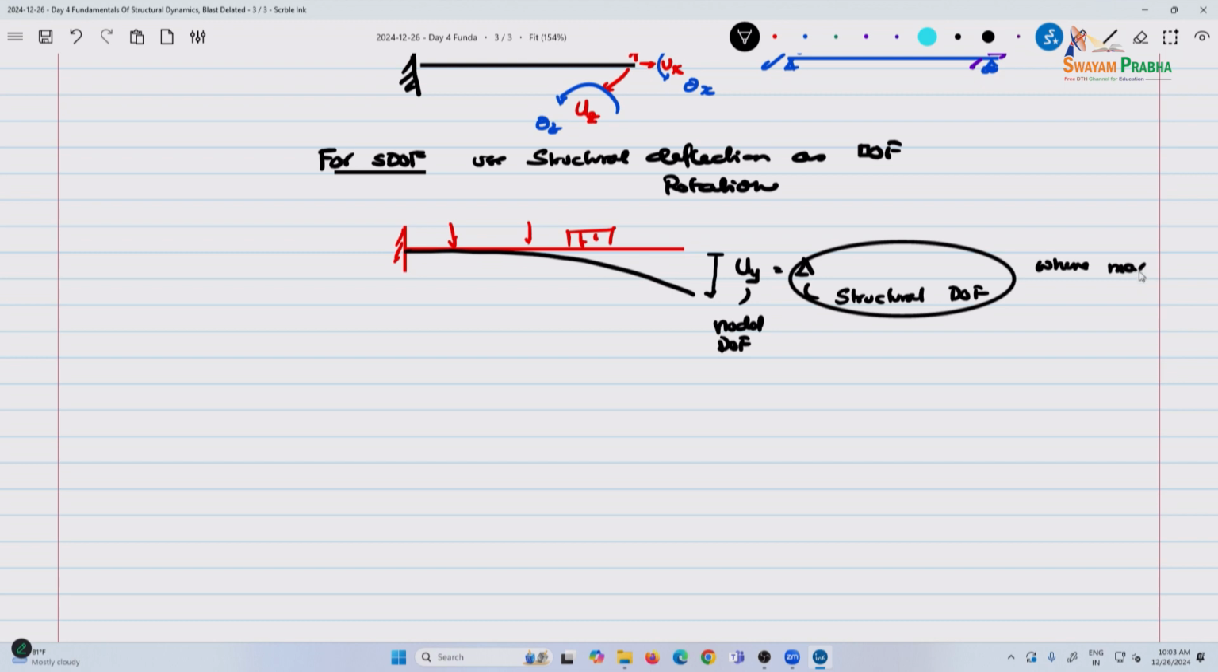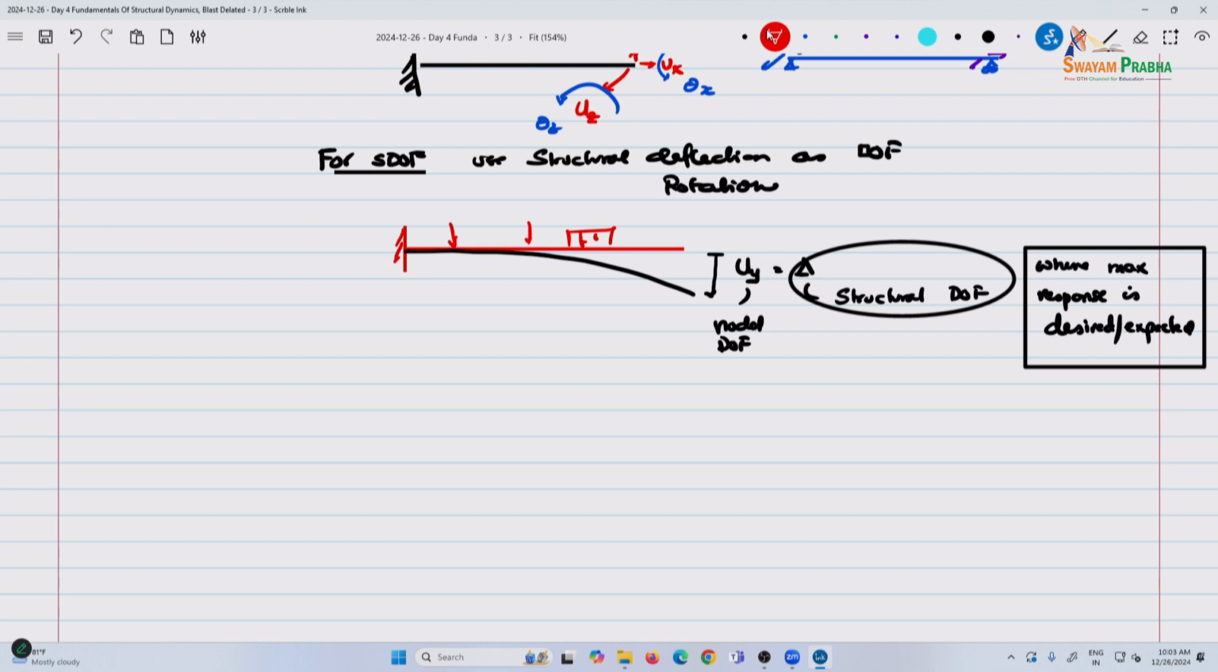And what we are looking for is a structural DOF where a maximum response is desired or expected. So we predetermine where that maximum response is and then keep that as a focus to use analytical expressions for deflections. Now, we'll spend a little time again on the SDOF equivalence, single degree of freedom equivalence.